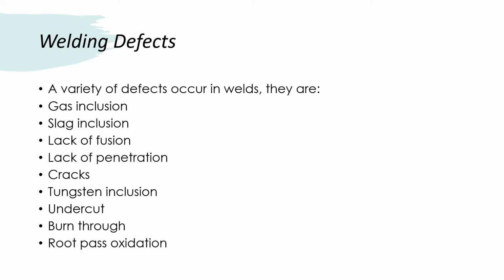Earlier we discussed the welding defects, and a variety of defects occur in welds. They are gas inclusion, slag inclusion, lack of fusion, lack of penetration, cracks, tungsten inclusion, undercut, burn through, and root pass oxidation. So students, let's start with gas inclusion.